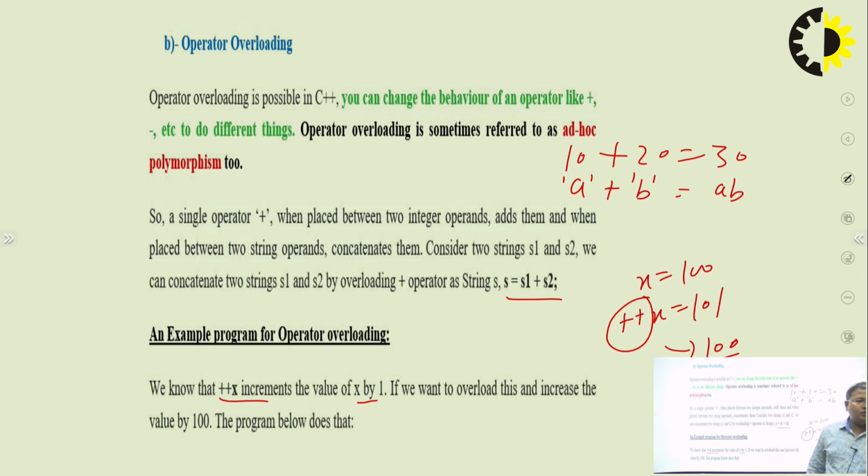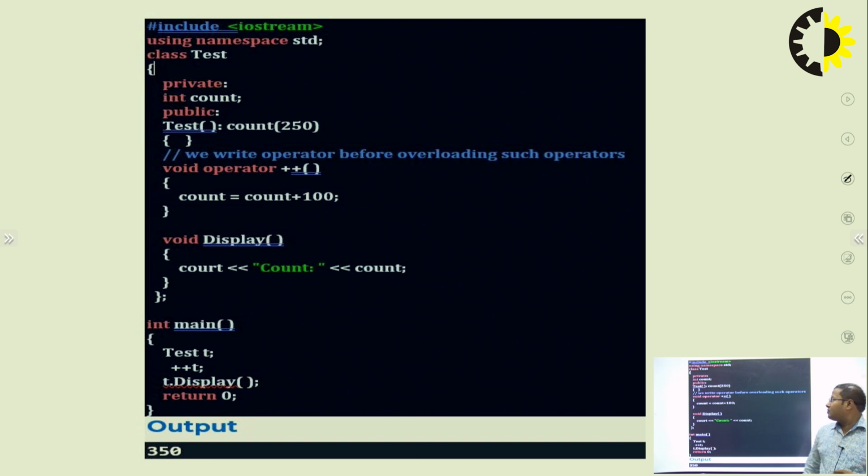If you want to overload this and increase the value by 100, I have written one program. I am going to show that program. Here the header file iostream is included. I have taken a class with the name test. In the private field, I have taken the count variable as integer type. In the public access modifier, I have written test() and count = 250. Then I have used this bracket.